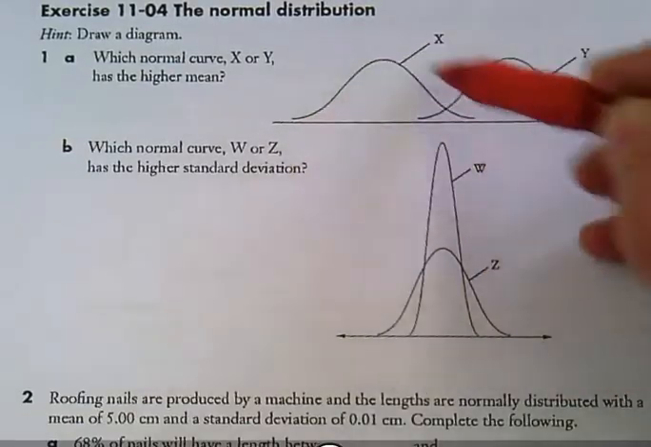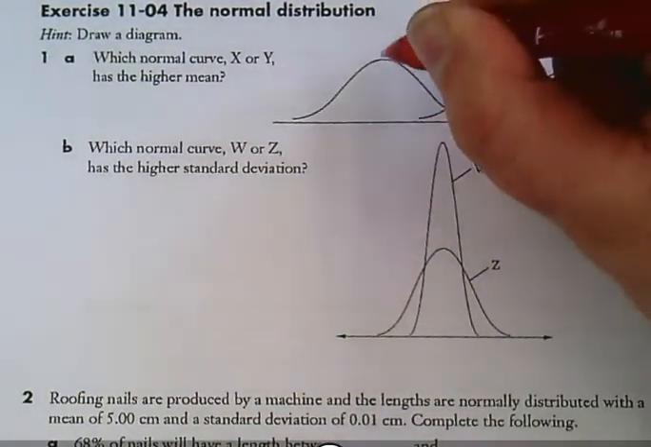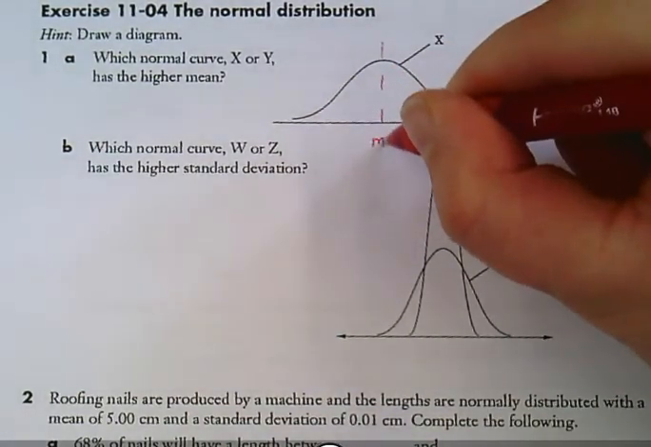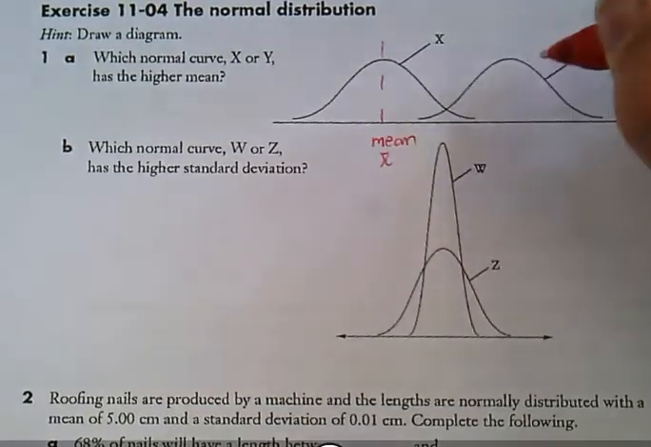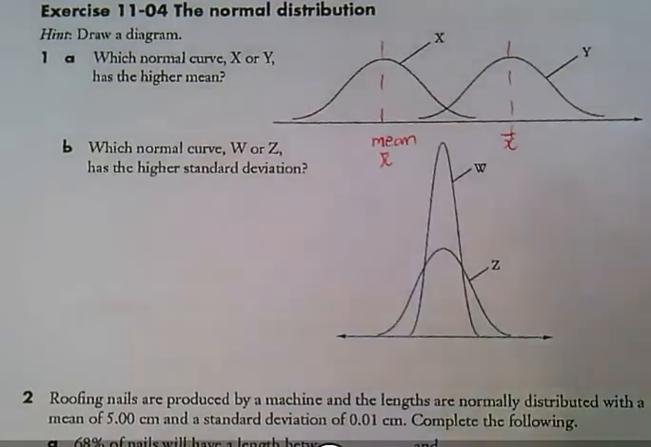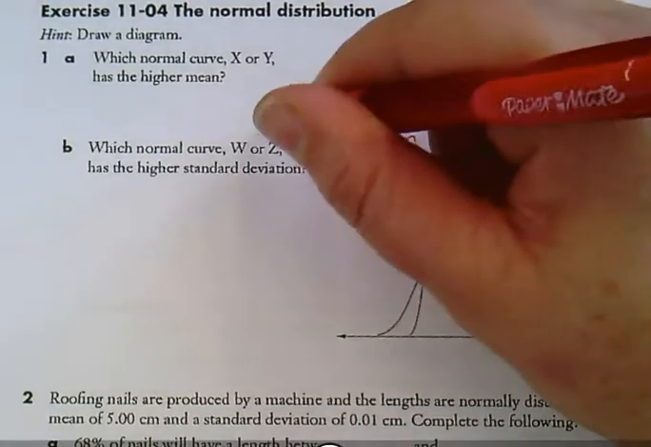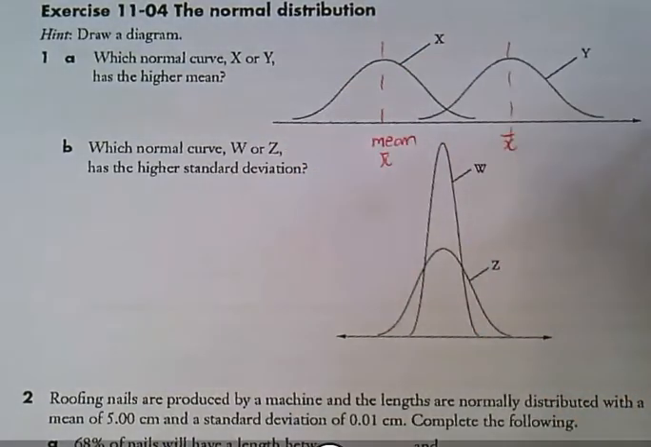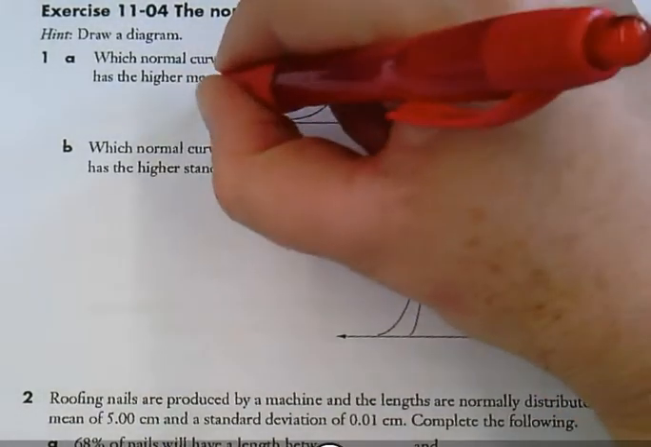Normal curves, exercise 11.04, question 1. You know the mean is always in the middle. That's the mean, which is x bar. That's the mean. Which one has the higher mean, curve X or curve Y? Which one has the higher mean? No, this might be numbers along the bottom. Yeah, Y has the higher mean.